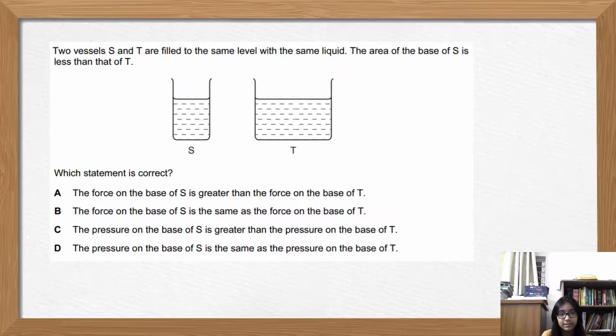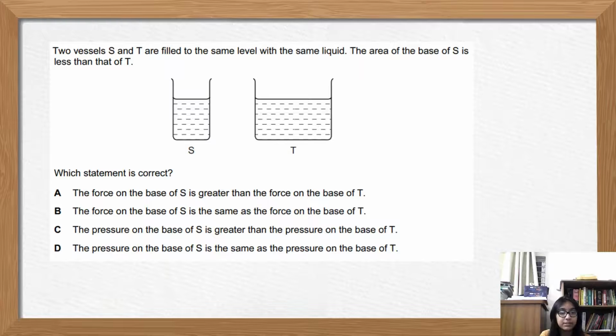Two vessels S and T are filled to the same level with the same liquid. The area of the base of S is less than that of T. Which statement is correct? Option A states that the force on the base of S is greater than the force on the base of T, which is wrong because we can see that the mass in T is greater than the mass of S, meaning that the force acting on the base of T is greater than the force acting on the base of S. And then we have option B, which states that the force on the base of S is the same as the force on the base of T, which is wrong.